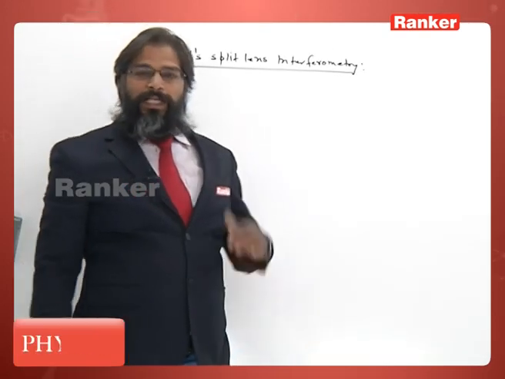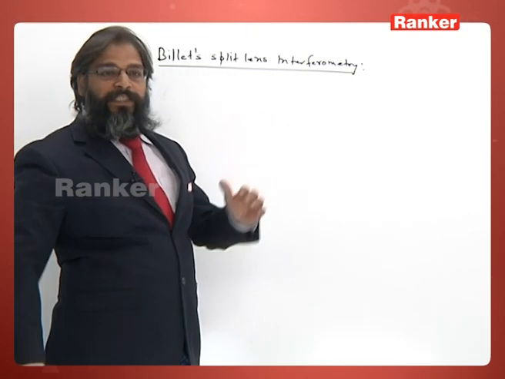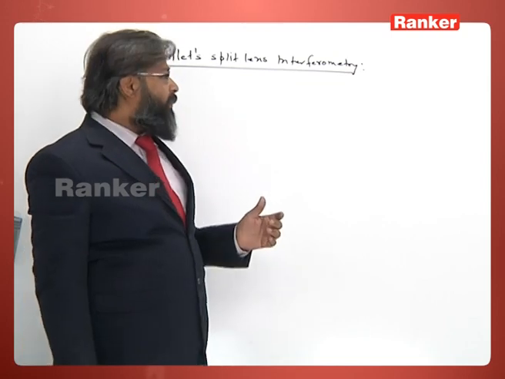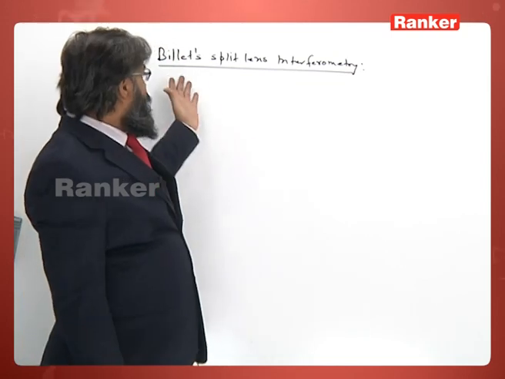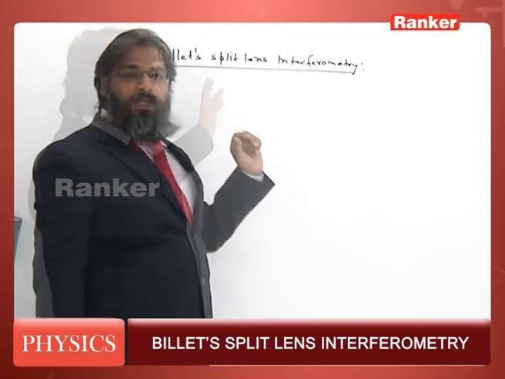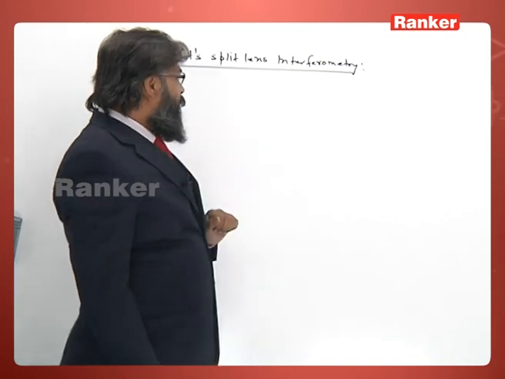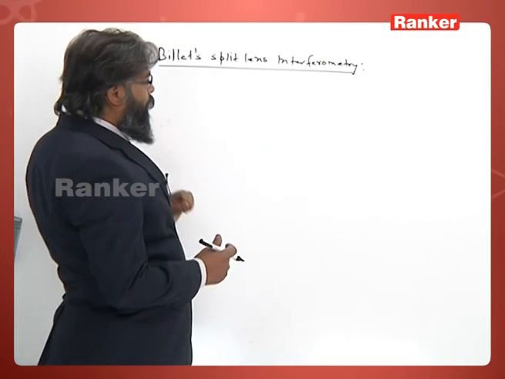So, now another method to see how a wavefront is divided into two portions and made to interfere, that is division of wavefront, is Billet's split lens interferometer. This is very popular. One question has been already asked in IIT also. So, let us see what is this Billet's split lens interferometry.